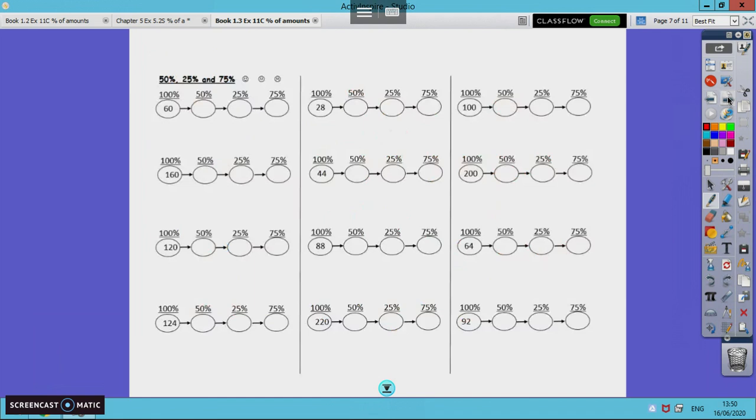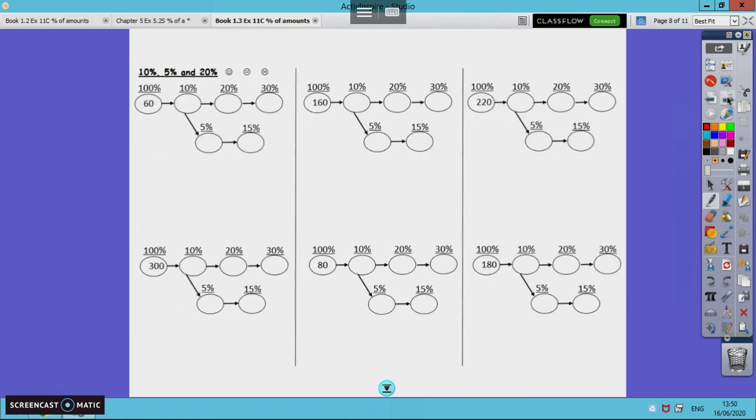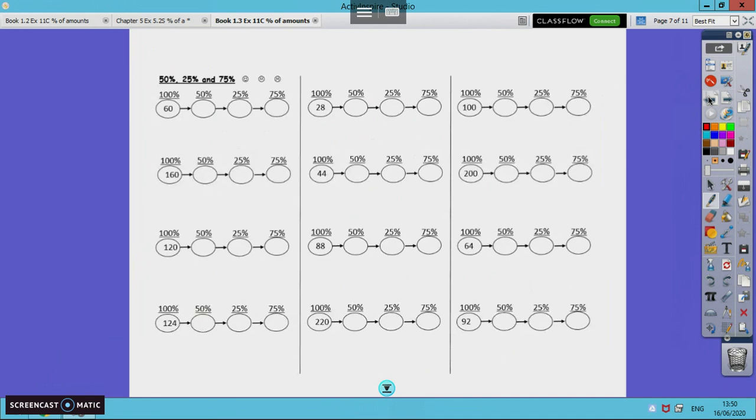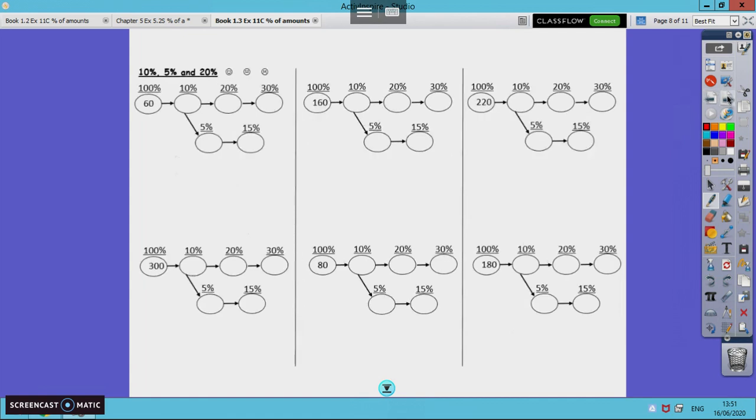So here are the questions I'd like you to do. You've got 2 pages of questions here, and I'd like you to set it out like this sheet has set it out. Okay, I'm going to do the first question of both of the sheets with you, so that you kind of understand how to do it. The first sheet is about finding 50%, 25% and 75%, and then the second sheet is about 10%, 5% and 20%, and then a few more percentages as well, so 30%, 15% there as well.